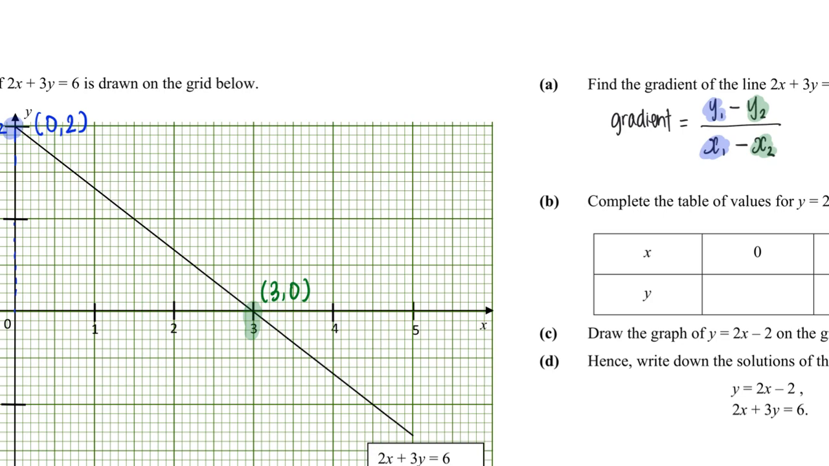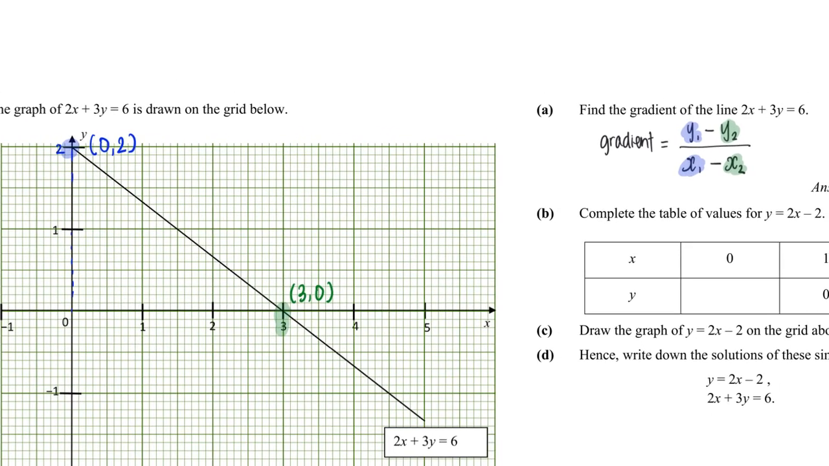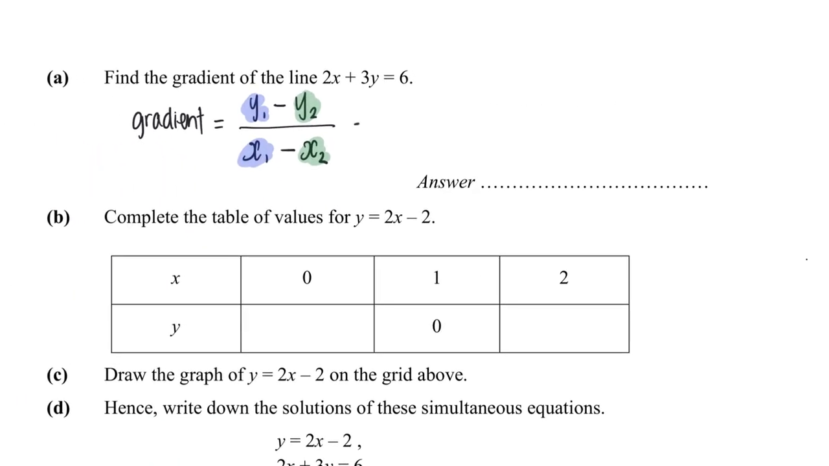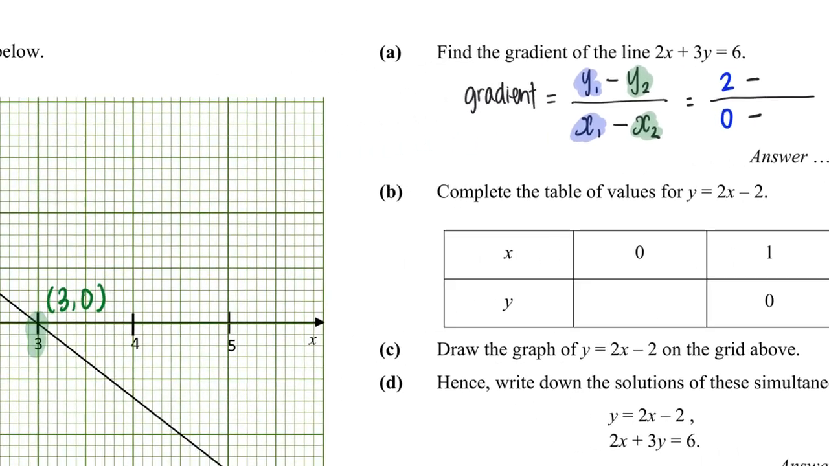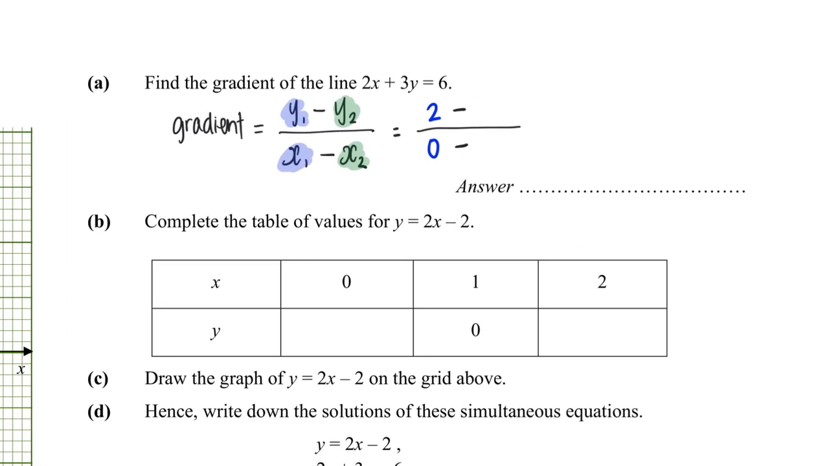I'm going to just substitute neatly into my gradient formula. Okay, so you will see this 2 and 0, y1 minus y2, so it will be 0 and 3, and I will get my answer. Okay, negative 2 over 3.